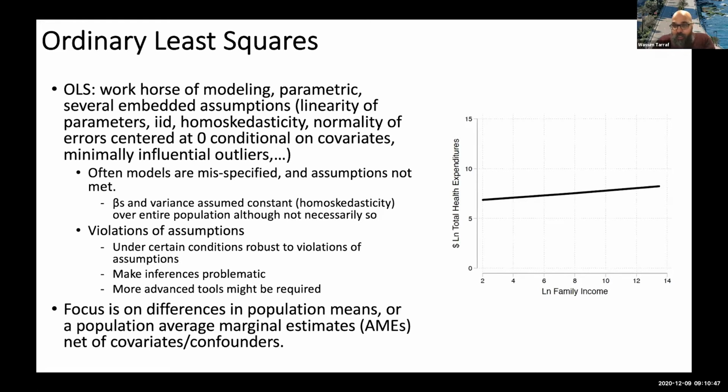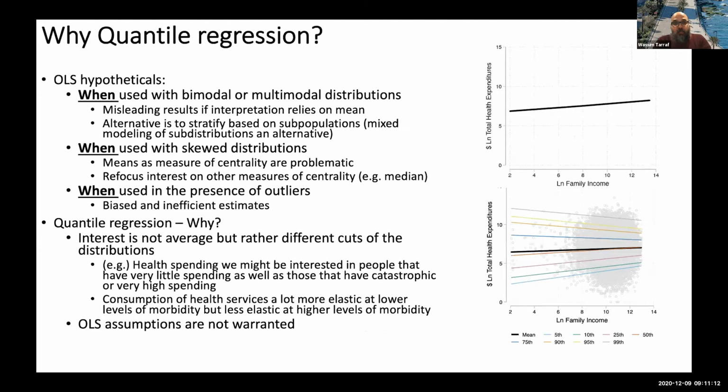Another issue that is dominant in the way I understand least squares is that it's focused on a specific quantity of interest, which is the average, the mean. And that's not always an interesting quantity to understand. I'll talk a little bit about other quantities that are interesting for the type of research that I do. So OLS really fails when you have clear violations of distribution.